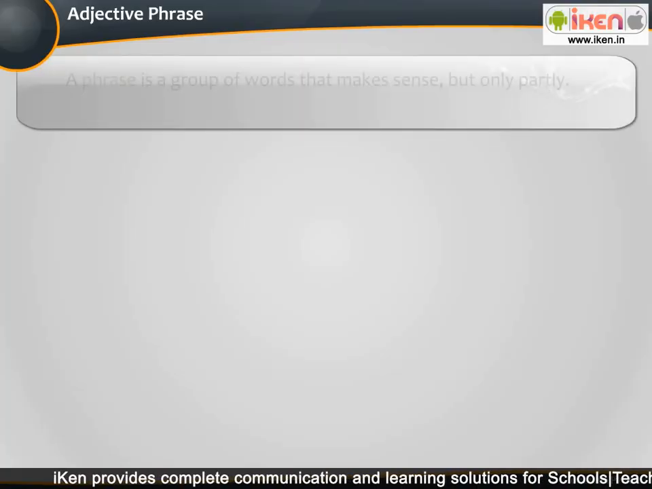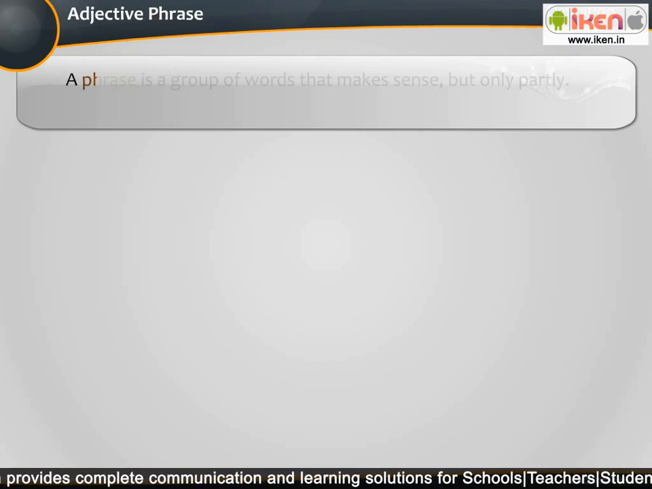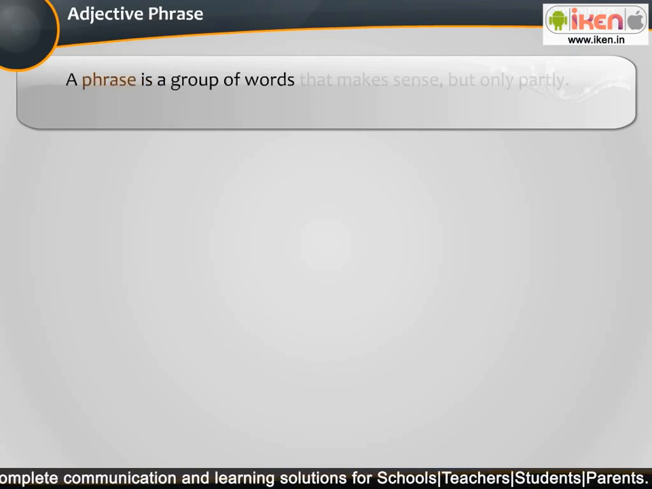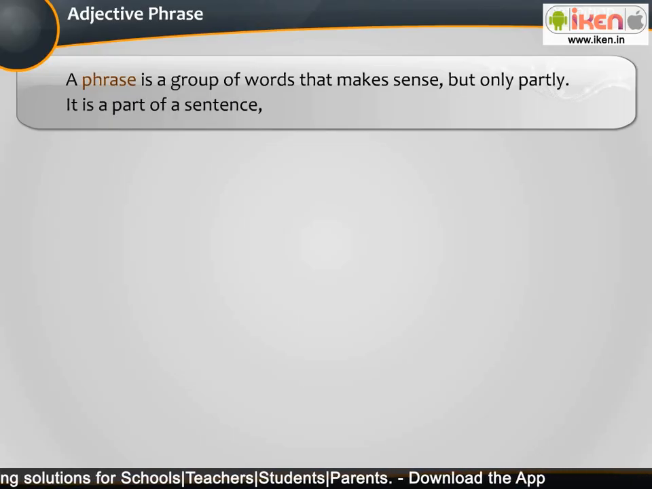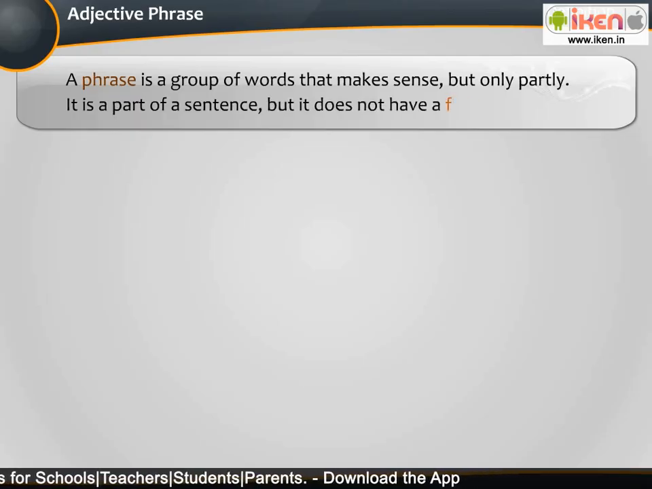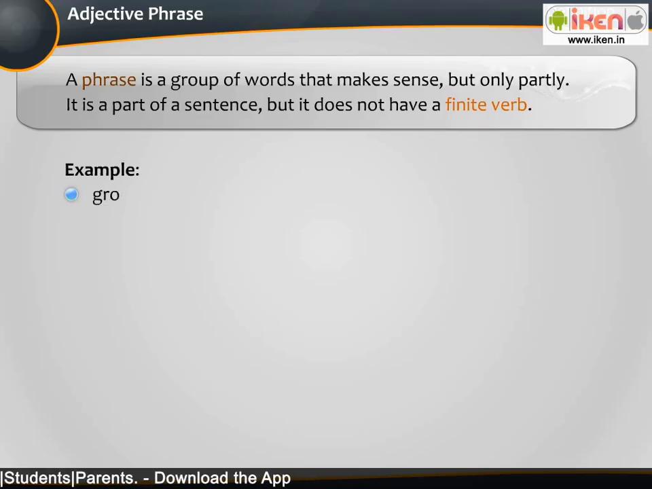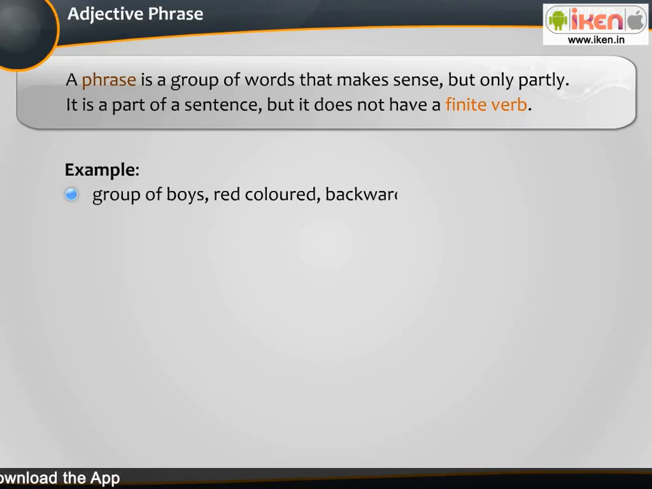Let us first define phrases. A phrase is a group of words that makes sense, but only partly. It is a part of a sentence, but it does not have a finite verb. Consider the phrases group of boys, red-colored, and backward rural. These phrases do not have a finite verb, but they are part of a sentence.